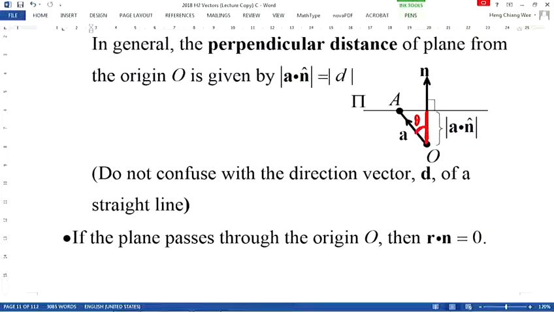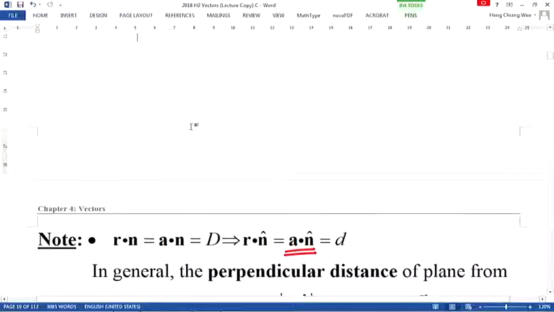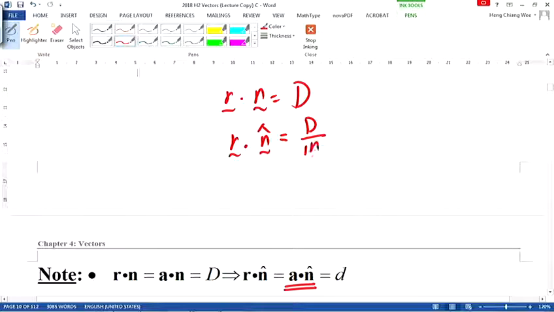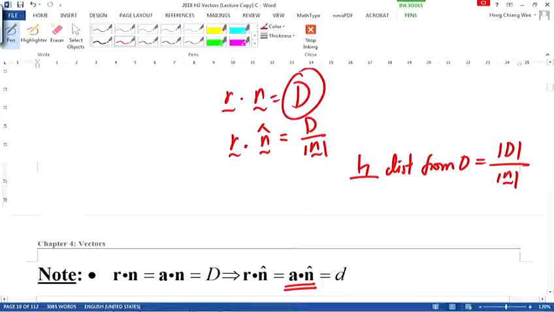So let me just write down here. If your equation is r dot n equals d, you must first convert to r dot n cap equals d over mod n. So the perpendicular distance from the origin will then be mod d over mod n. This number tells you how far away the plane is from the origin.